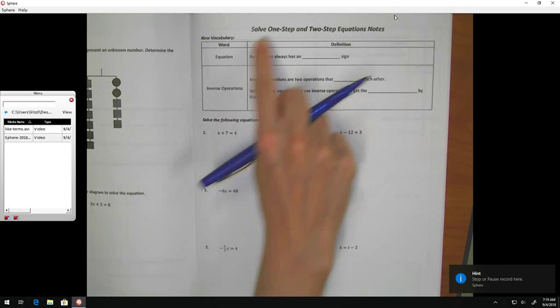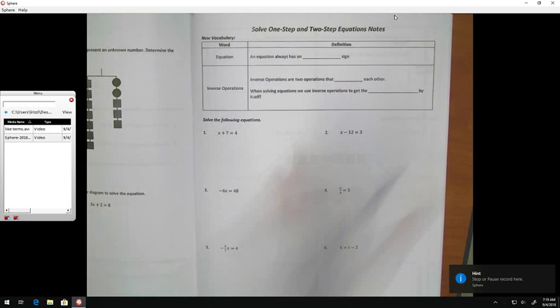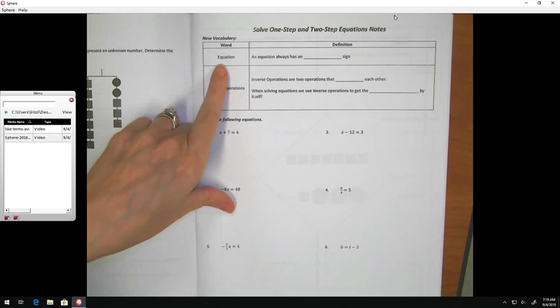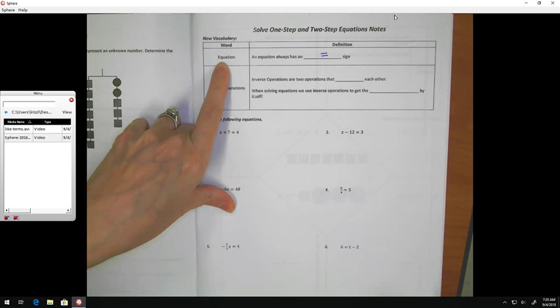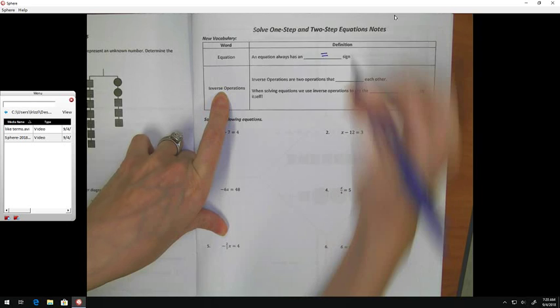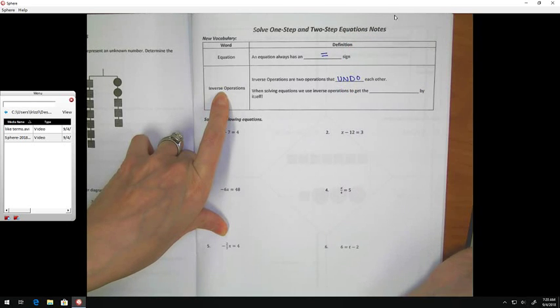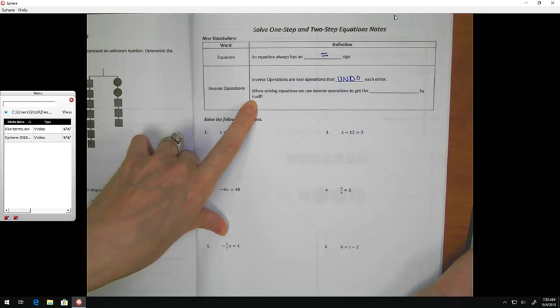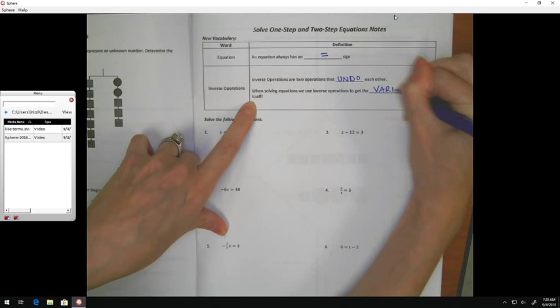All right, guys, today we are going to solve one-step and two-step equations. So first of all, what's an equation? An equation always has an equal sign. And then what we're going to use is inverse operations to solve. Inverse operations are operations that undo each other. And when solving equations, we use inverse operations to get the variable by itself.